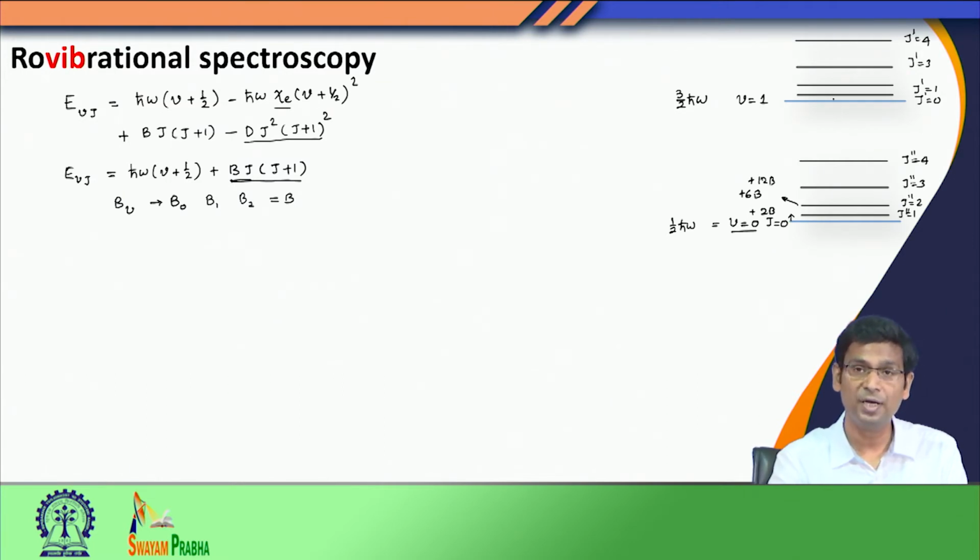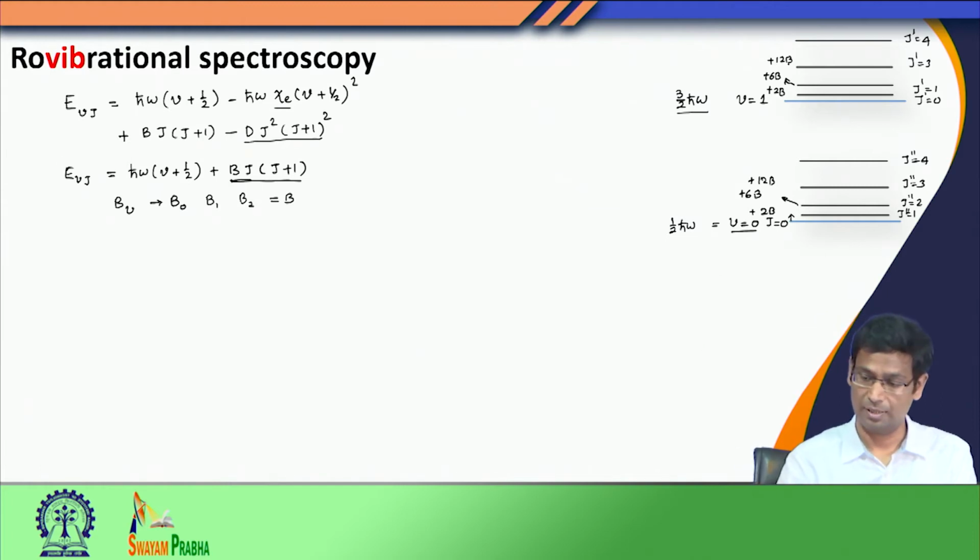Similarly, for the upper rho vibrational states, we have the ground state at 3 half h bar omega. The first rho vibrational state in the upper vibrational level is 3 half h bar omega plus 2B, the second one is 3 half h bar omega plus 6B, the third one is plus 12B, and so on and so forth. So, these are the energy levels now.